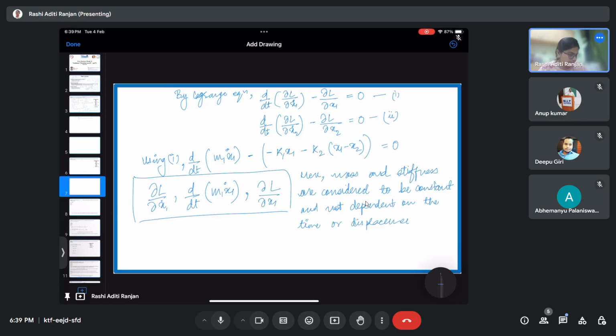Okay. Now coming on to here. So we will get the first equation of motion as m1 x1 double dot plus k1 x1 plus k2 (x1 minus x2) is equal to 0. This is my first equation of motion.